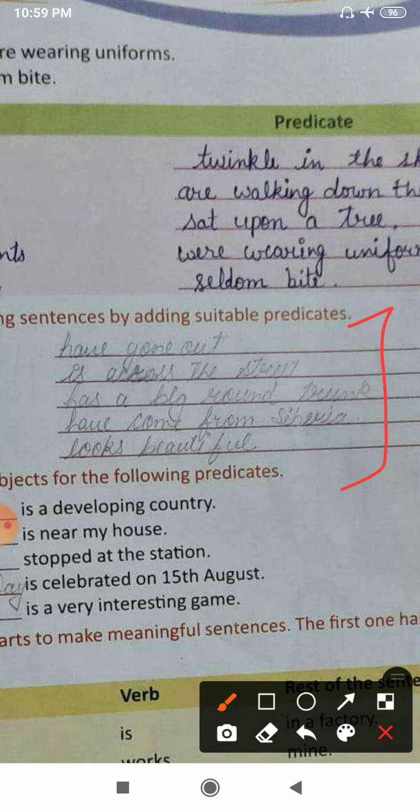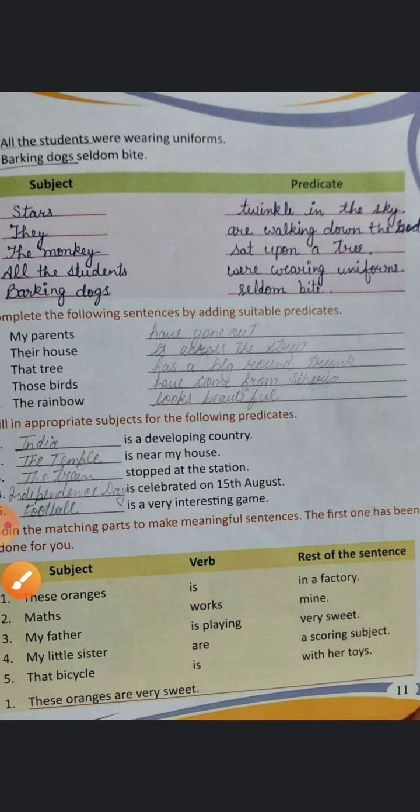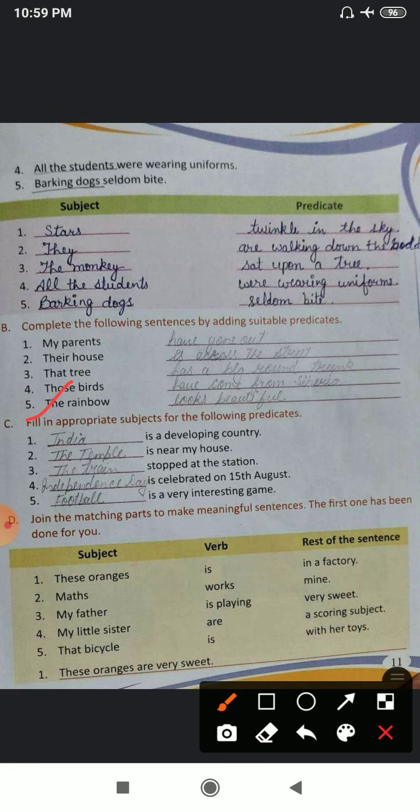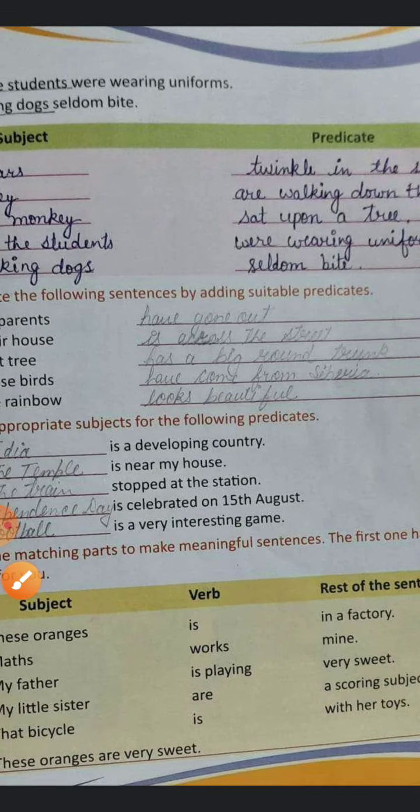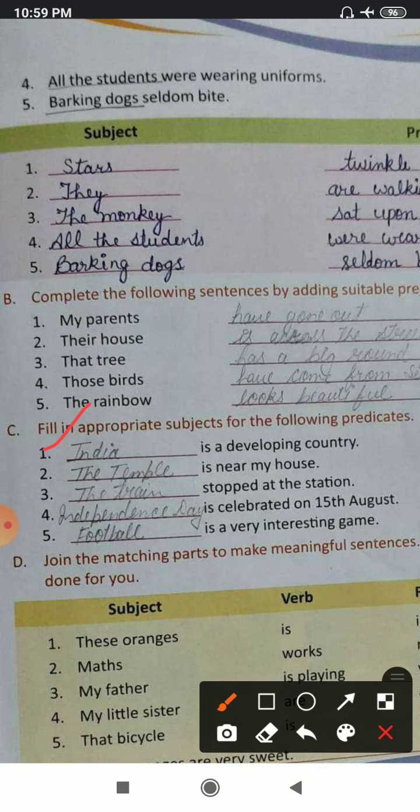Okay, students? Now we'll start with exercise number C. In this exercise, predicates are given and you have to fill in the appropriate or proper subject. Number 1, dash is a developing country. Here I have written India. Number 2, dash is near my house. I have written the temple.